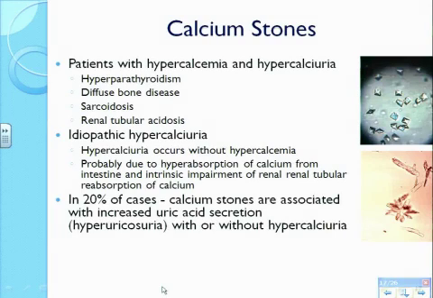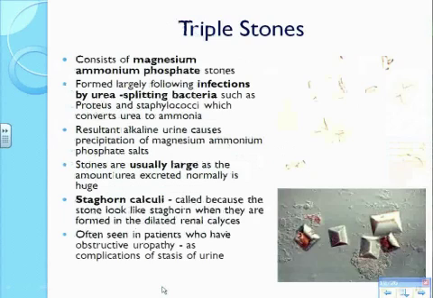Most people are idiopathic, which means that you don't know that they have hypercalciuria, and they maybe have a higher genetic tendency to absorb calcium than others, and that's why they excrete it more in the urine. And about 20% of calcium stones are associated with increased uric acid secretion with or without hypercalciuria.